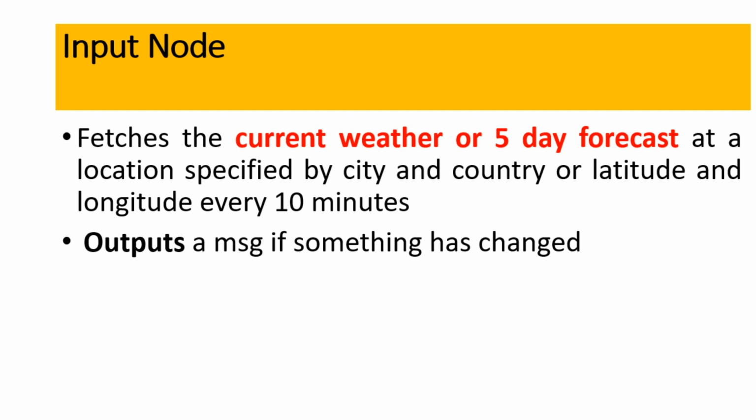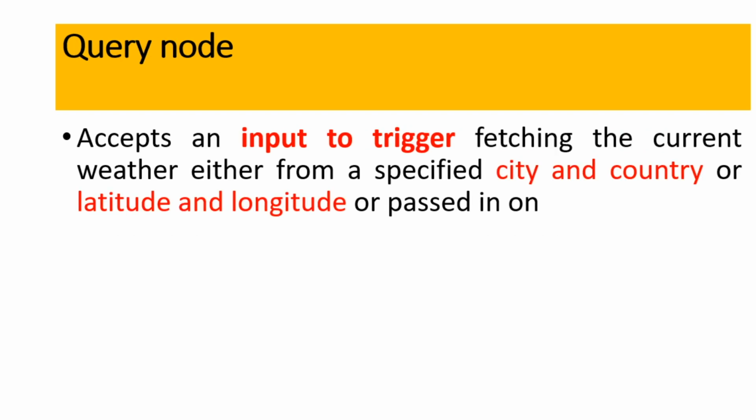Either it can be current data or a 5-day forecast for the input node. Similarly, for the query node also, we could get the same data pertaining to a particular city and country, or by providing the latitude and the longitude. The only change is that here we can trigger the input by injecting an inject node into it.